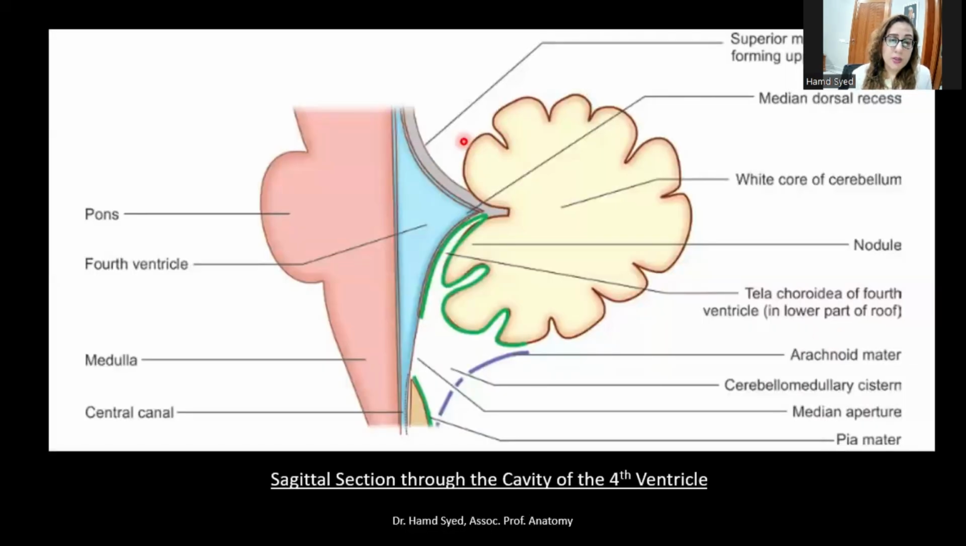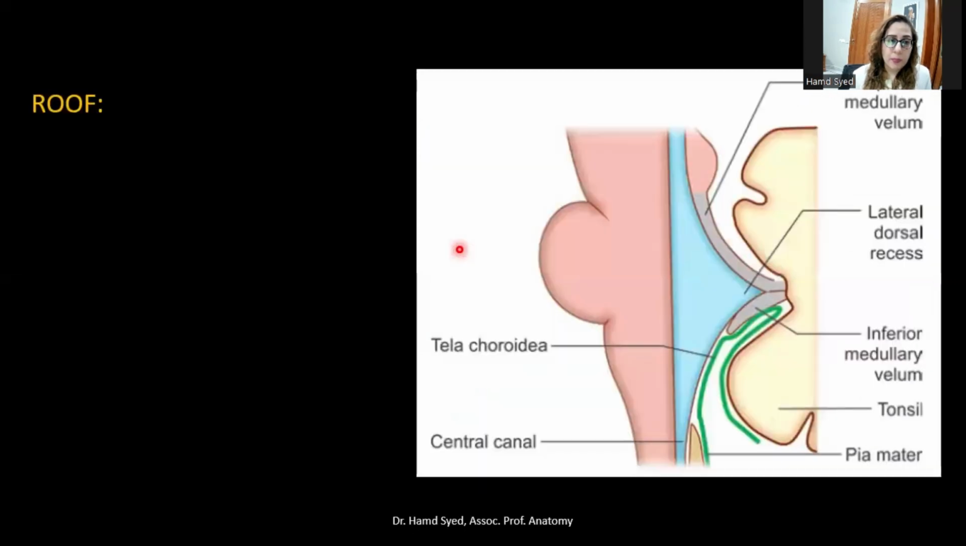So here is a sagittal section. It's a simple diagram through the brain stem. It is showing this area, which is the fourth ventricle, lying behind the pons and upper part of the medulla and in front of the cerebellum. We can see it is a tent-shaped cavity. The upper folds of this tent are formed by a sheet known as the superior medullary velum, and inferiorly by the inferior medullary velum. And here is the nodule of the cerebellum.